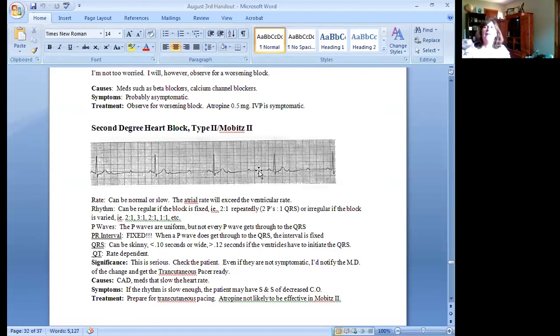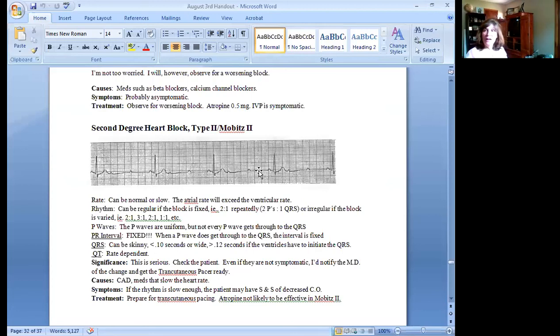But unlike first degree and second degree type 1, now I'm worried. Even though they may be asymptomatic, the doc needs to know about this Mobitz 2. Meds need to be adjusted. It is highly likely this patient's going to go home with a permanent pacemaker. It's highly likely, highly likely.